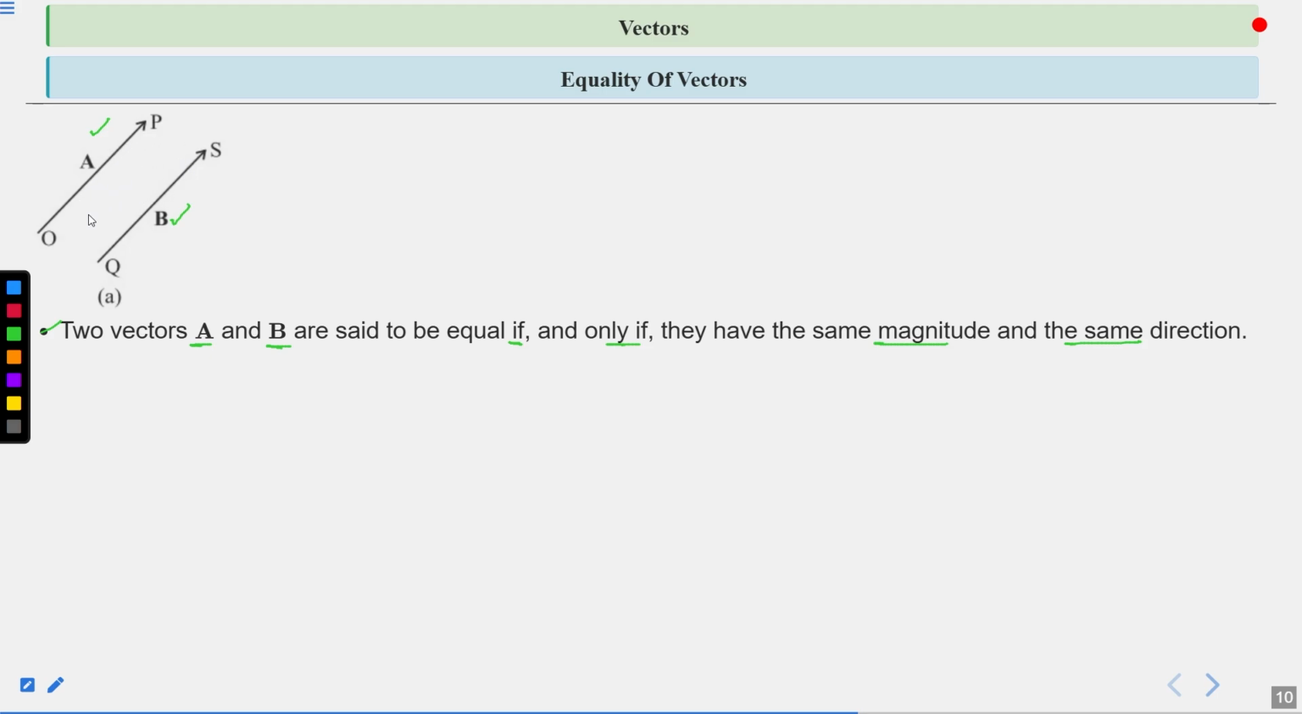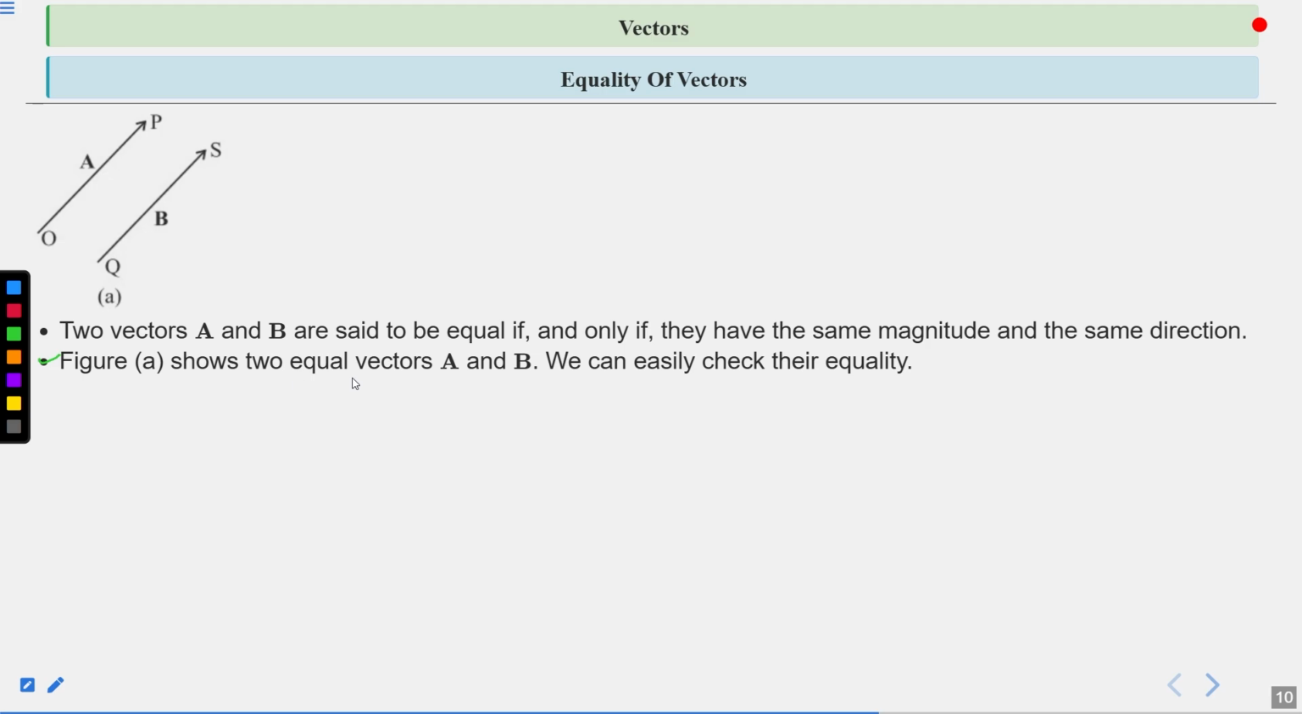equal vector. Suppose we draw another vector C, and the length of vector C is equal to the length of vector A and vector B. In that case, A, B, C are equal vectors. Why? Because the magnitude and direction of vectors A, B and C are the same. So this is the concept about the equality of vectors.